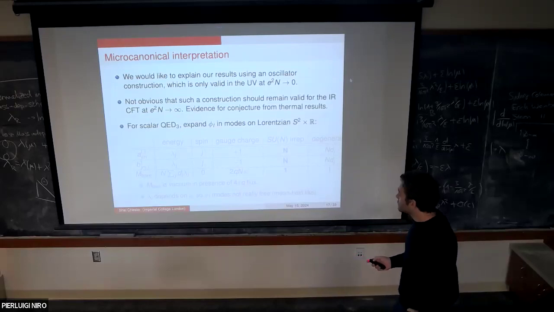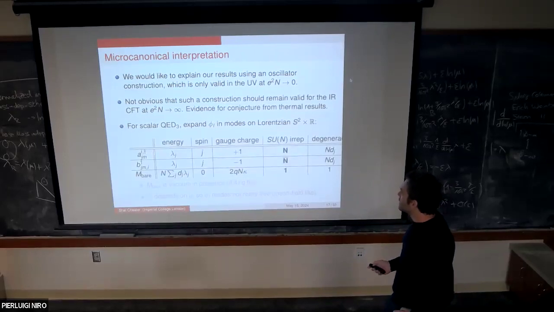And anyways, so for scalar Q and E3, let's imagine expanding your scalar field phi in modes on Lorentzian S2 cross R. And so you would get the usual modes, one for each value of J, where J goes from Q to infinity. So the energy is just this eigenvalue, which we discussed before. These modes will have spin J, they'll have a certain gauge charge, they're in the fundamental of SUN and a certain degeneracy. And then the vacuum has a Casimir energy, it has spin 0, and it also has a gauge charge when the Chern-Simons level is non-zero.